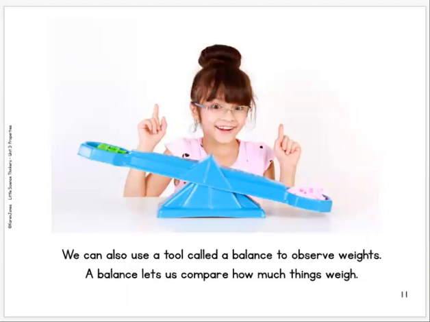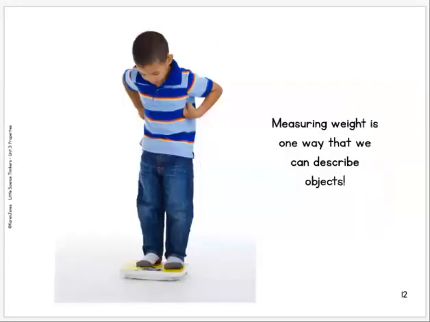We can also use a tool called a balance to observe weights. A balance lets us compare how much things weigh. The pink objects weigh more than the green objects. The heavier side goes down, the lighter side goes up, like a seesaw. Measuring weight is one way that we can describe objects. Do you have one of these at home? He's standing on top of a scale and it will tell him how many pounds he weighs.